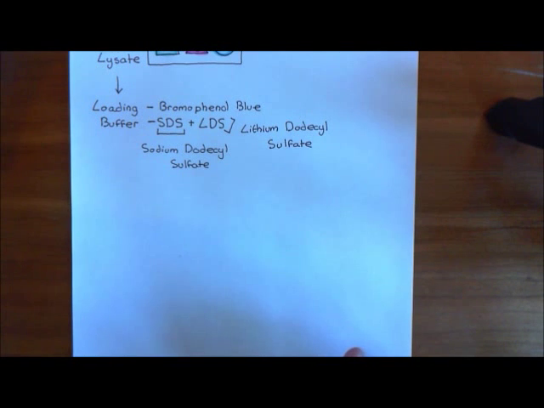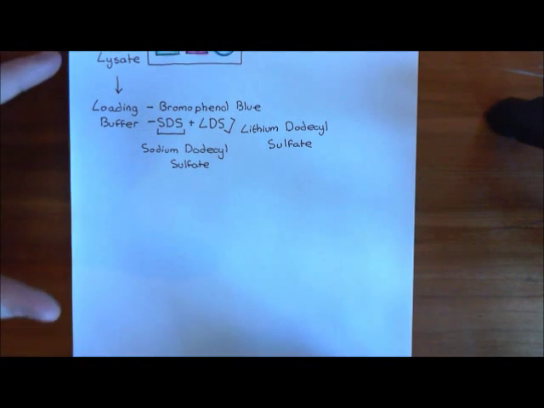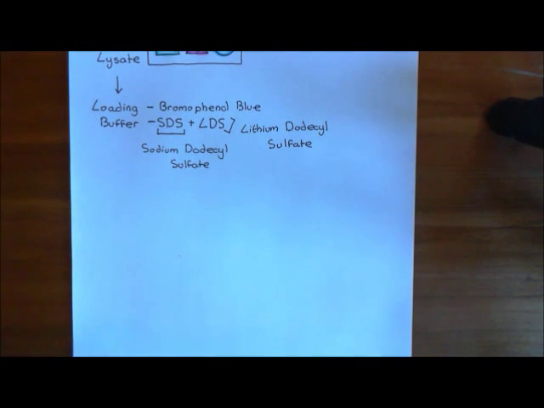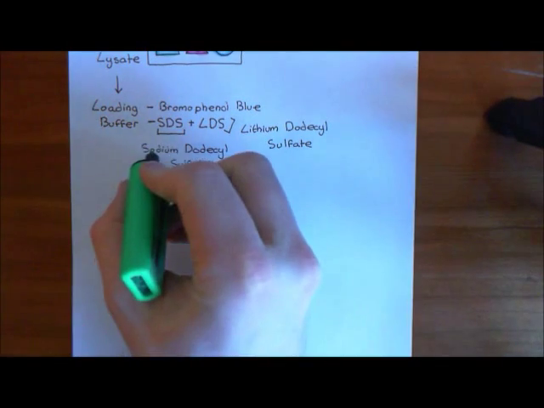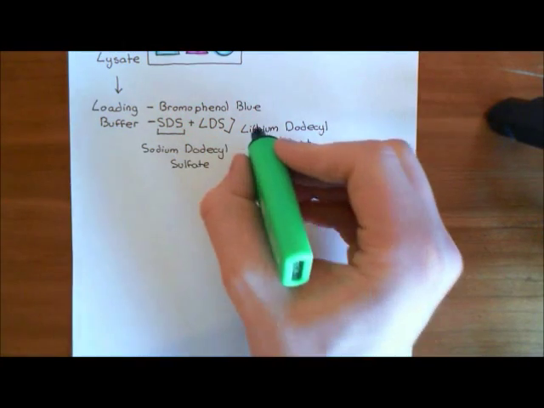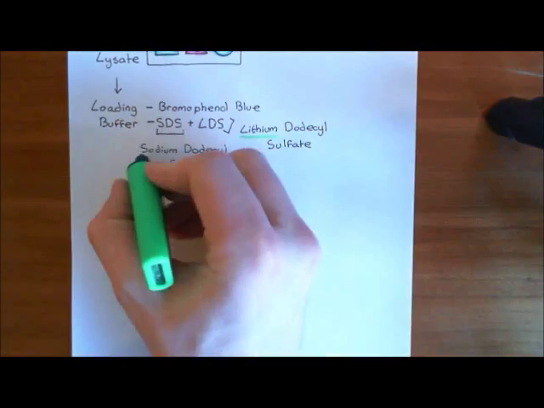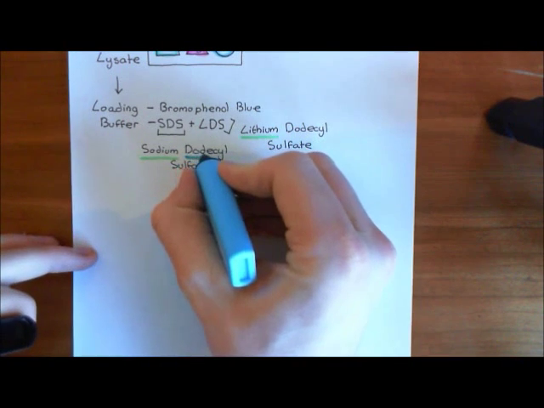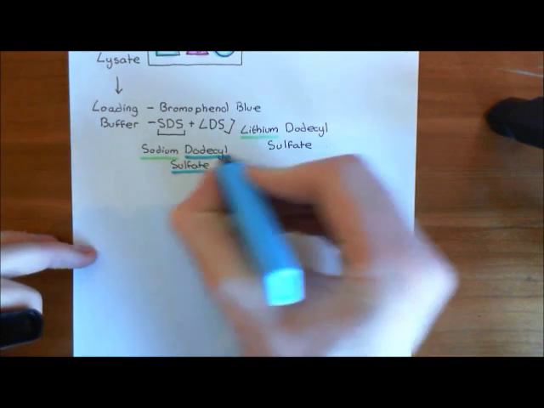Okay, but the dodecyl sulfate anion itself will remain identical. So we'll start off with the dodecyl sulfate, because basically both of these are ionic compounds. You have sodium cations or lithium cations, which I'll have in green here, and then those are bound ionically by electrostatic forces to a dodecyl sulfate anion.